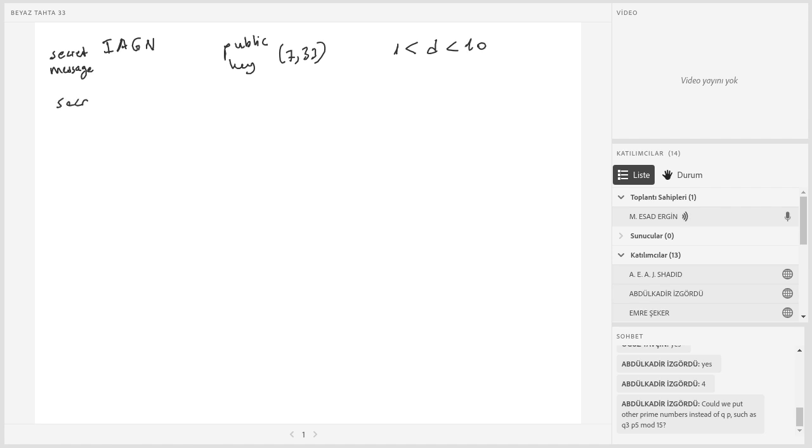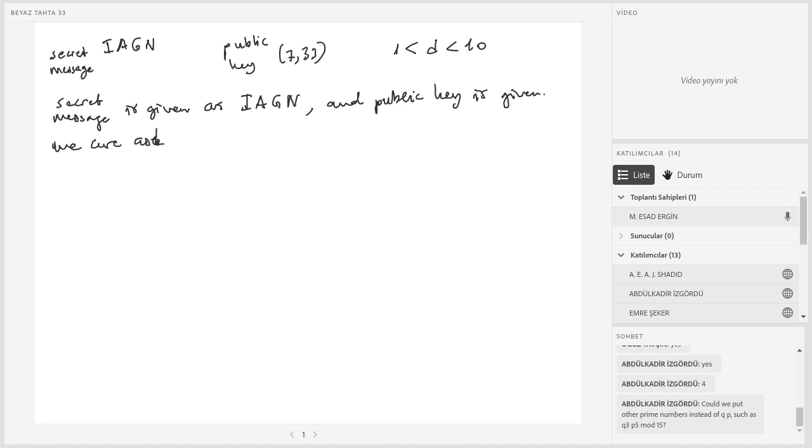Okay, a secret message is given as IAGN, and the public key is given, and we are asked for decryption of the secret message. Okay, now we are going to apply the same process.